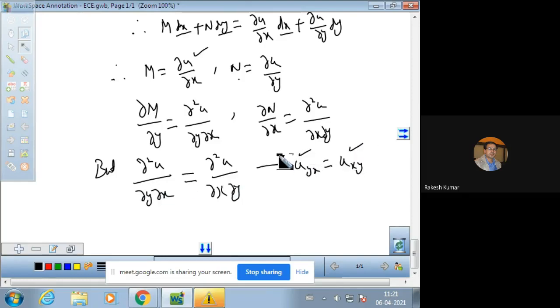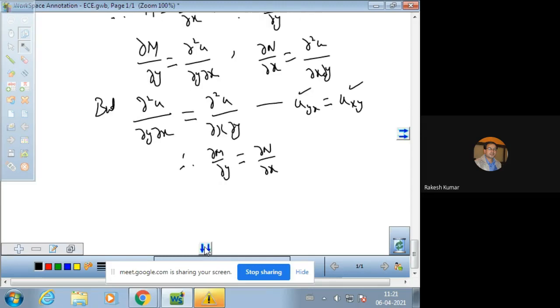So if both derivatives are the same, the left hand side should also be the same. So del m by del y is equal to del n by del x. So these two derivatives will also be the same. This is the necessary condition for the differential equation to be exact. And if an equation is exact, then we can also find its solution. The condition is sufficient.